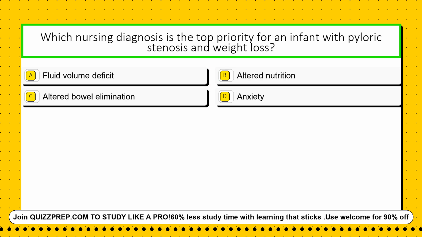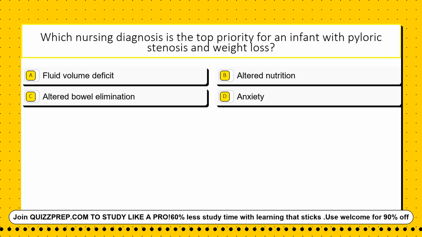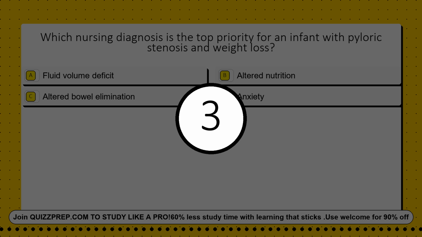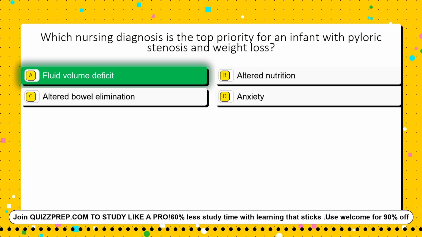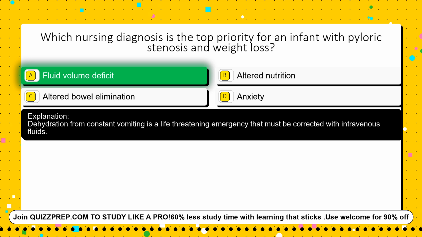Question 116. Which nursing diagnosis is the top priority for an infant with pyloric stenosis and weight loss? Option A. Fluid volume deficit. Option B. Altered nutrition. Option C. Altered bowel elimination. Option D. Anxiety. The correct answer is option A. Fluid volume deficit. Dehydration from constant vomiting is a life-threatening emergency that must be corrected with intravenous fluids.